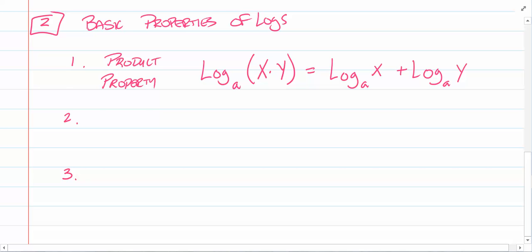of y. Because remember, a logarithm is nothing more than an exponent, right? And when we are multiplying exponents with the same base, we add their degrees. That's why we're allowed to do this, right? This follows. The next property is called the quotient property.